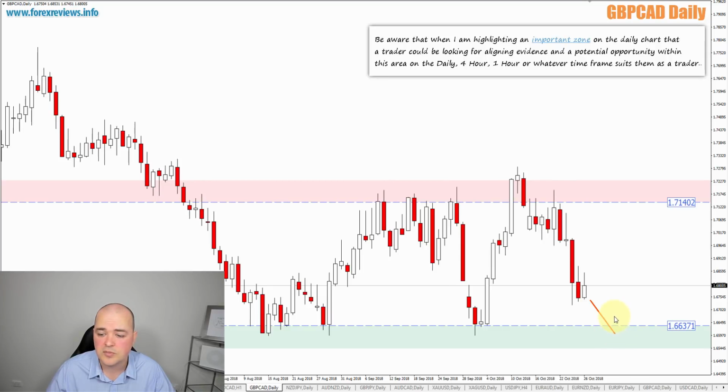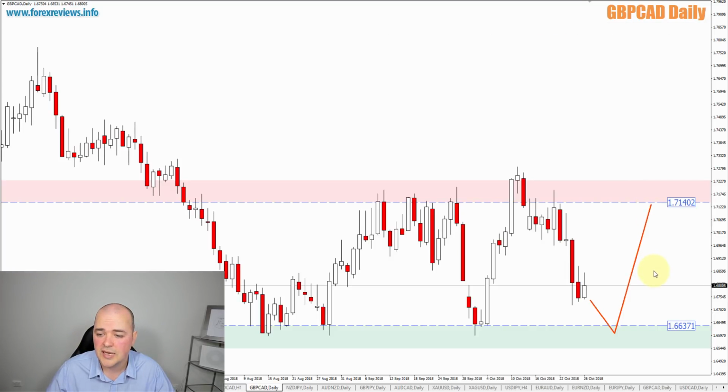And it's also an area on this market to the downside where I'm just looking for bullish evidence in this area. And if I see right bullish evidence in this area, then potentially looking for a move all the way back up to the 171.40 zone area to the upside.